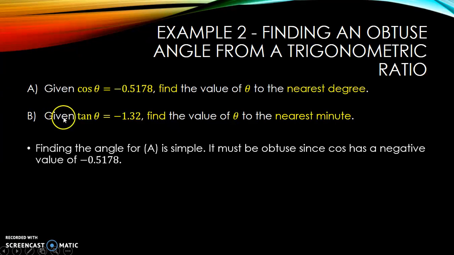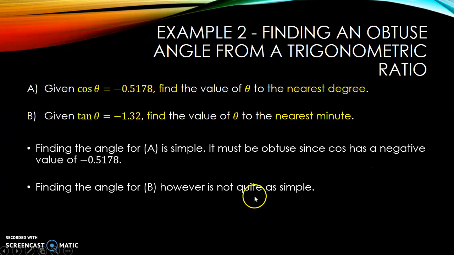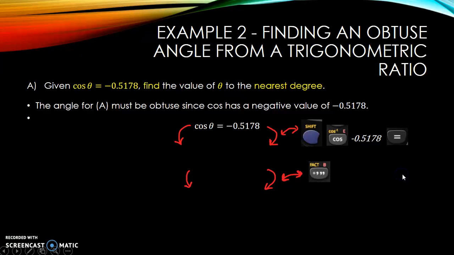And we can do the same sort of thing for B. So tan of our angle is negative. That means it must also be an obtuse angle in that second quadrant, because we've got a negative result. But it's a bit trickier to find that one out, so we're going to leave that till last. And that's just what we've said here.